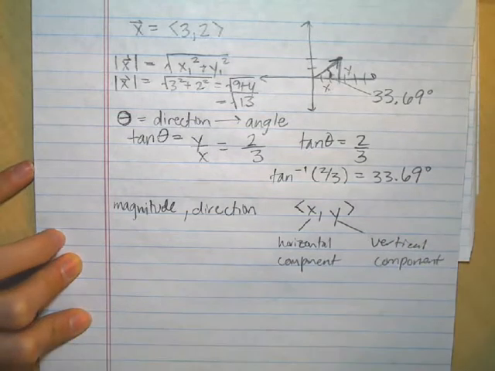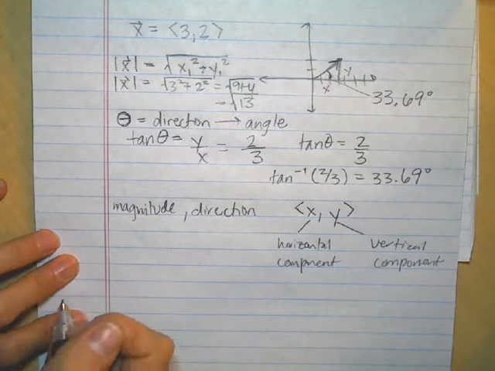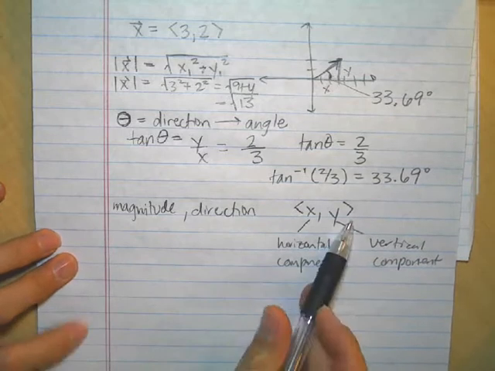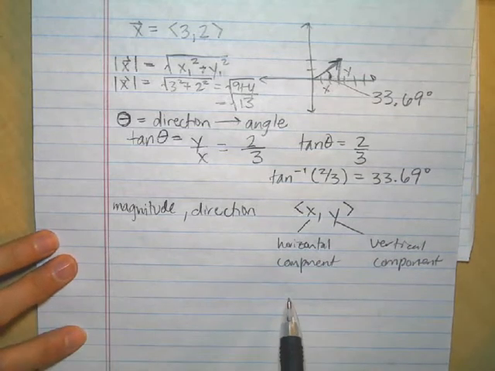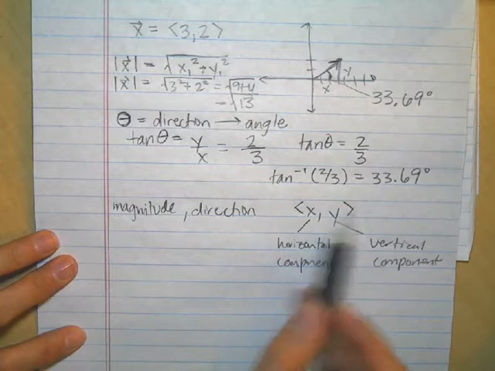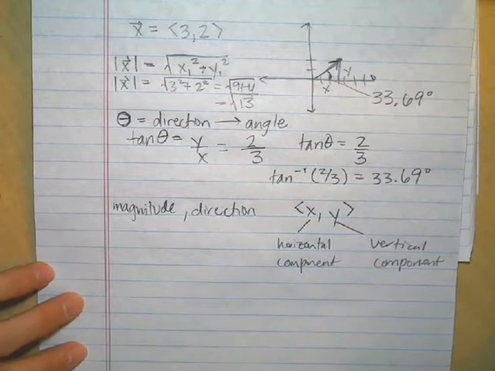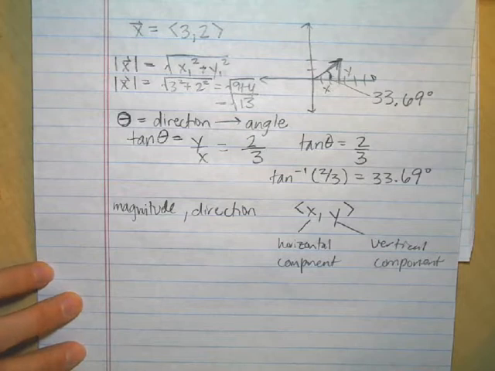It's not referring to a point. This is referring specifically to a vector. None of these are parentheses. These are all supposed to be pointy. They're vectors.